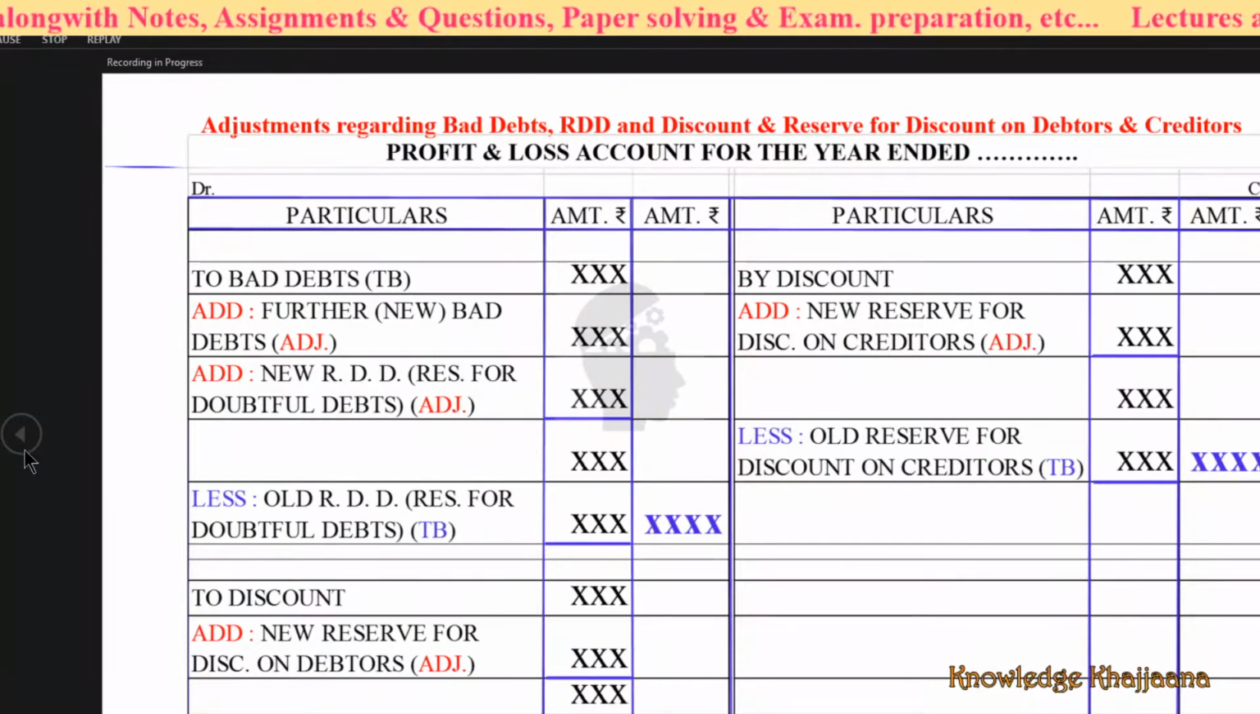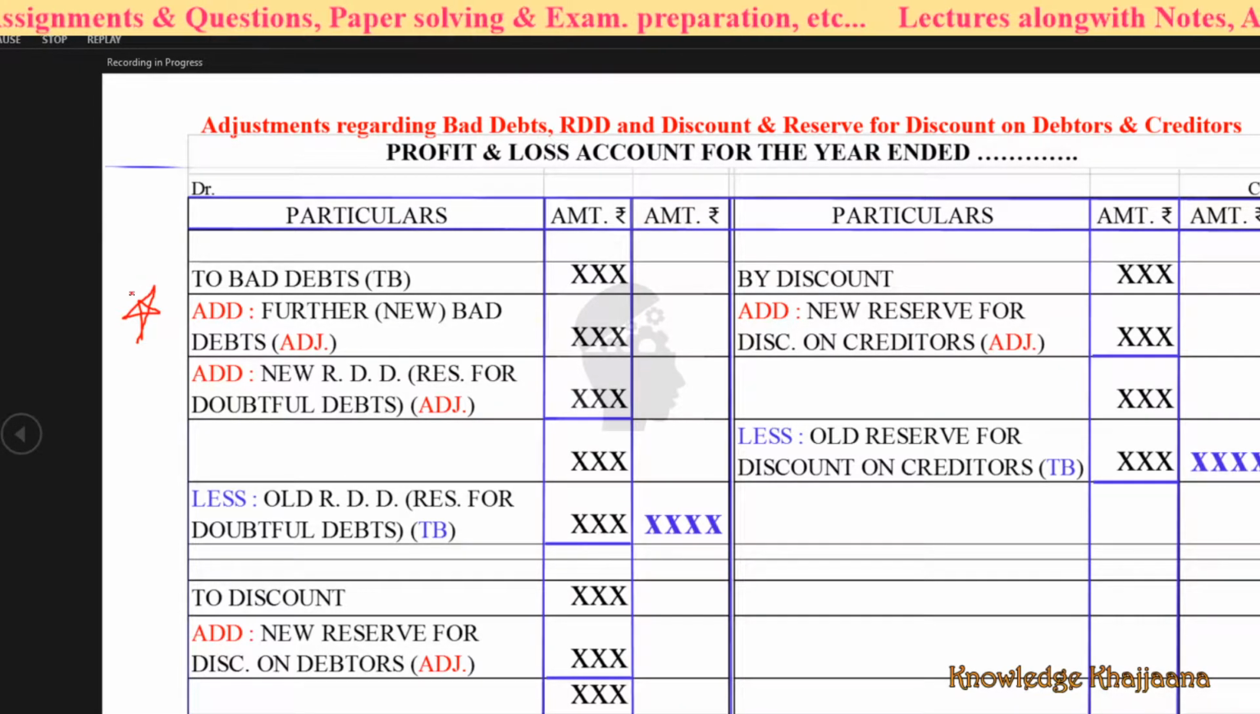But first of all, let's understand some rules for posting, that is rules for adjustments regarding bad debts, RDD, that is reserve for doubtful debts, discount and reserve for discount on debtors and creditors. So we will see what should be done for these items, these adjustments. First of all, these are very important adjustments, so you have to remember them forever, because they would be required everywhere.